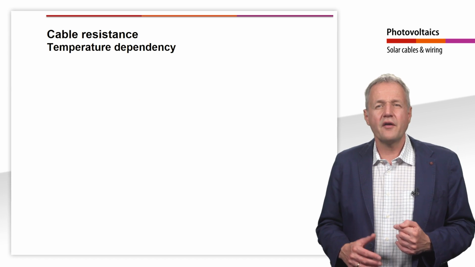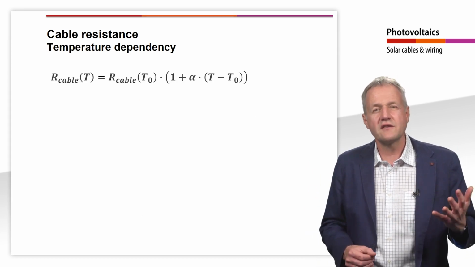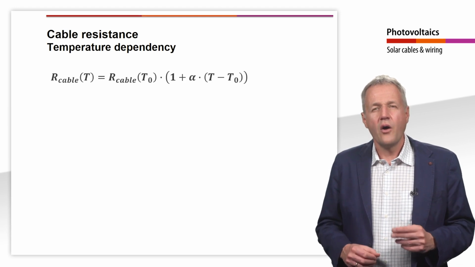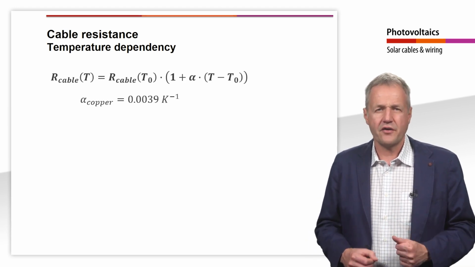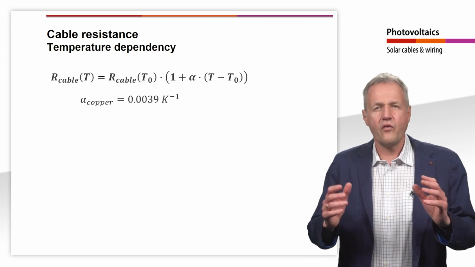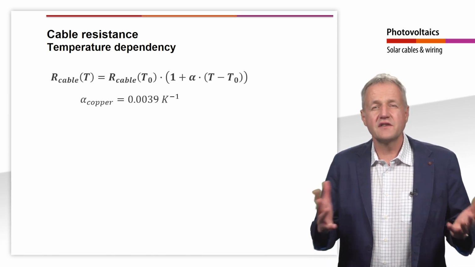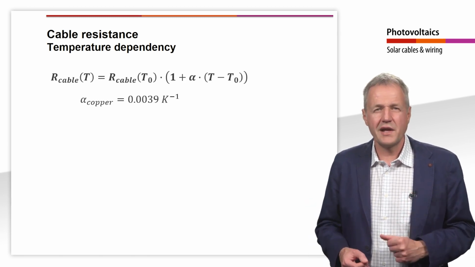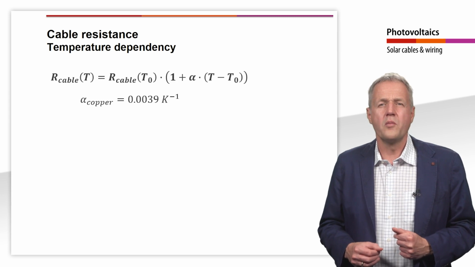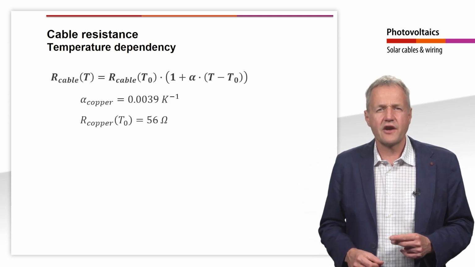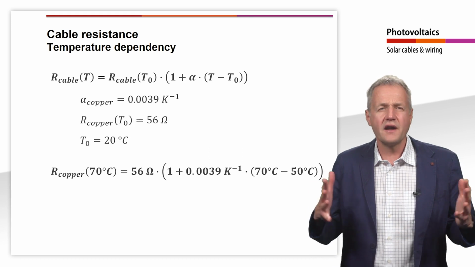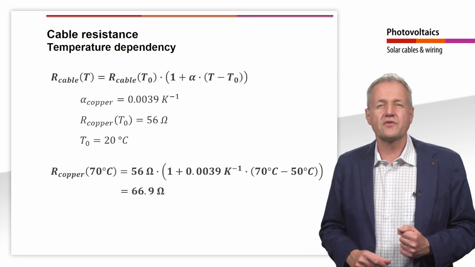The resistance for any given temperature can be calculated using the equation shown here. Here alpha is a material-specific temperature coefficient and is 0.39% per Kelvin for copper. As an example, let's look at a 1 meter long cable with a cross-section of 1 square millimeter. Copper has a conductivity of 56 meters per ohm square millimeter at 20 degrees Celsius. The resistance of the cable is therefore 56 milliohm. If we insert these values into the equation and calculate the resistance of copper at 70 degrees Celsius, we get a value of 66.9 milliohm. That is an increase of almost 20%.